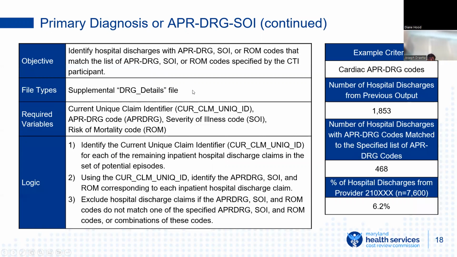As an alternative to primary diagnosis, or as a complement, you could also use APR DRG and SOI. Those are not provided directly in the claims, but thankfully CRISP provides DRG details files, which you could merge onto each hospital claim using the unique claim ID, and simply exclude those hospitalizations that aren't associated with a DRG code that is in the list of accepted DRG codes.